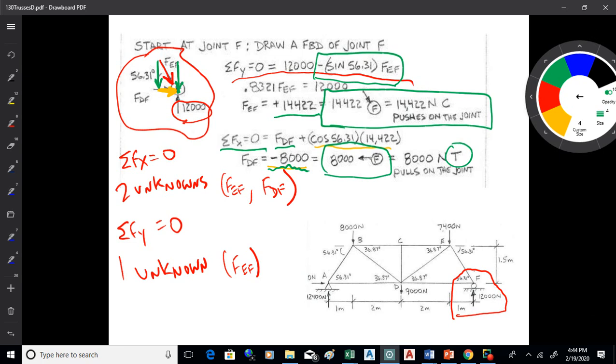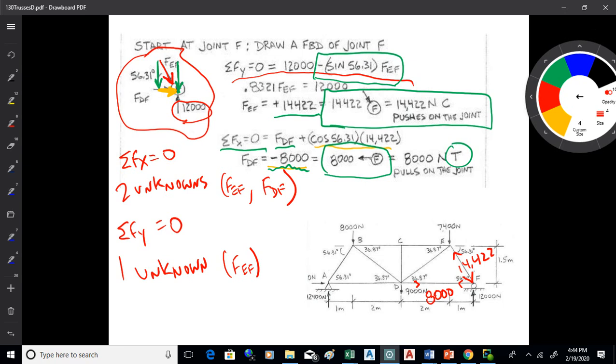So now I've found two of them. Once you get two of them, which you should get when you do your first joint, I like to mark up the truss. I put the arrows on to show what the members do to the joints. So they're going to look like that. DF pulls, EF pushes on the joints. Now I can go to another joint and solve it out.